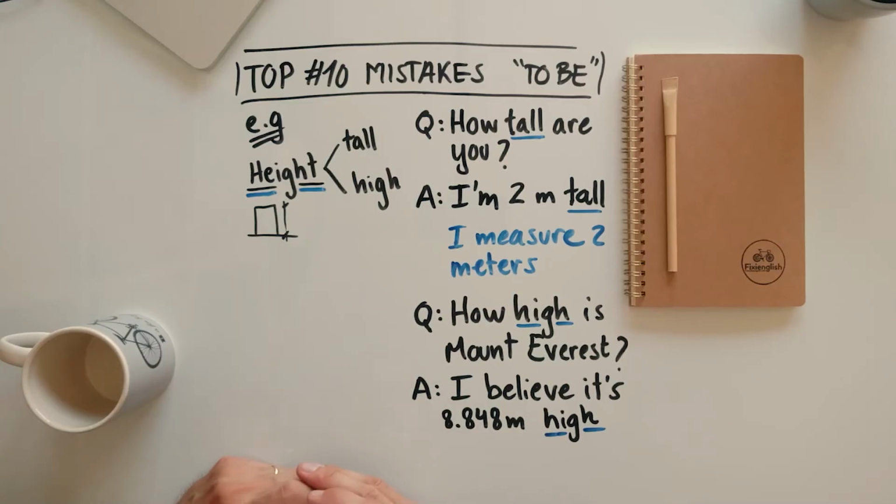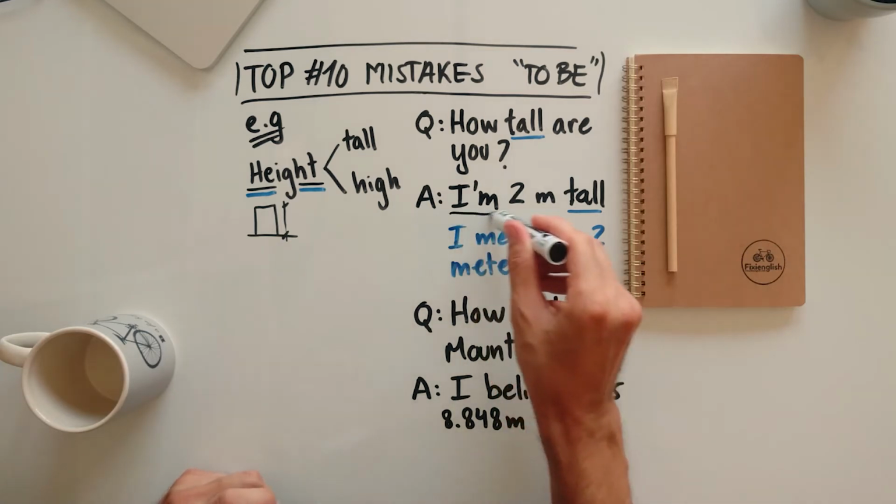If we're wanting to express height, we have to establish a difference between tall and high. These two adjectives have different uses. If you remember, tall is used for people, buildings and things that grow, and high is used for other nouns or for the rest of the nouns. For instance, here's a question. How tall are you? Using the adjective tall. The answer in English would be I'm 2 meters tall, using the verb to be.